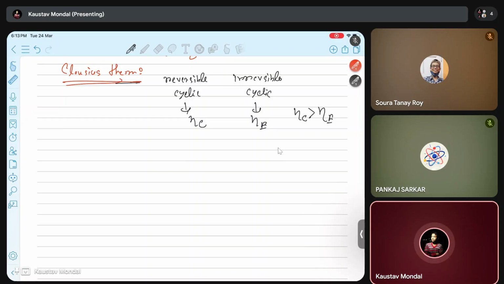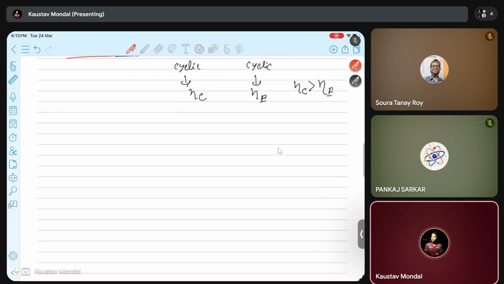And next, from this theorem, you can actually prove the Clausius inequality. The Clausius inequality is given by this statement.